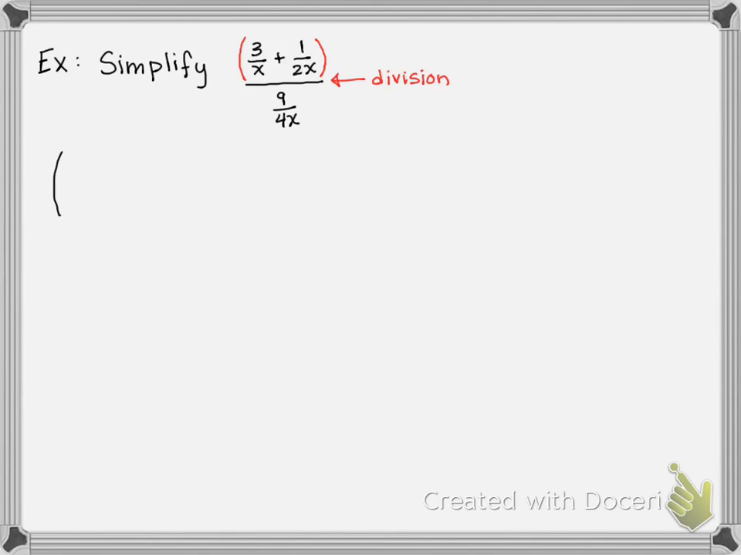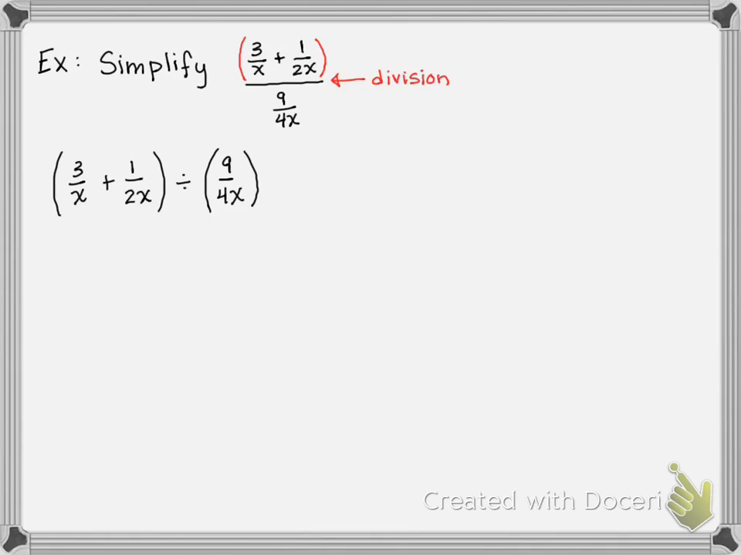So we have 3/x plus 1/2x divided by 9/4x. And whether or not you put that 9/4x in parentheses is totally up to you. We technically don't need it because there's no addition or subtraction to group, but if you feel more comfortable kind of separating them in that way, you can go for it.